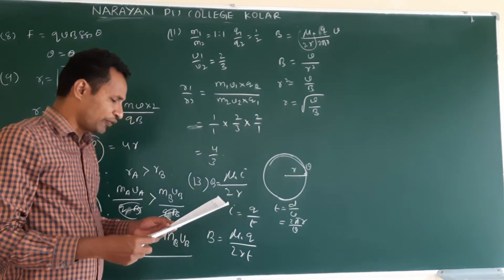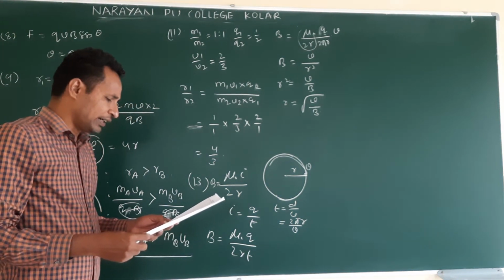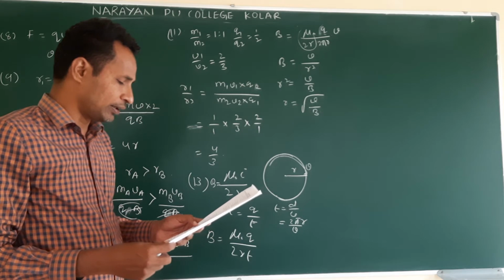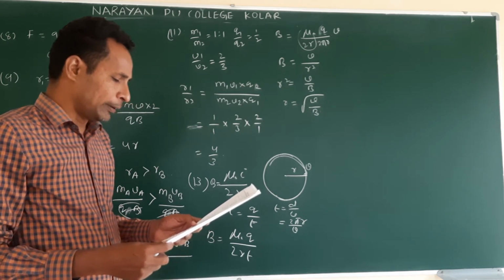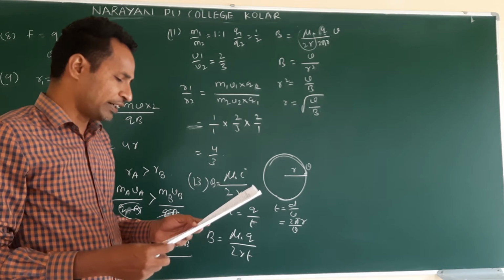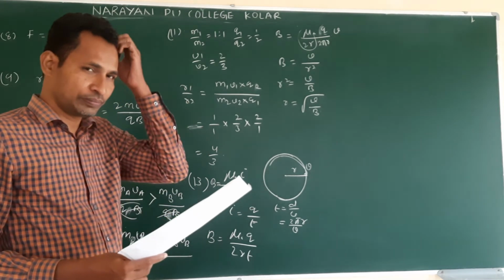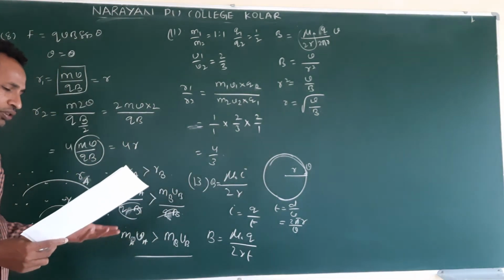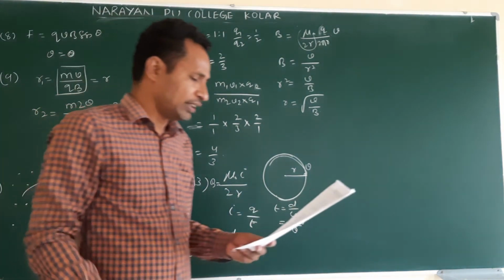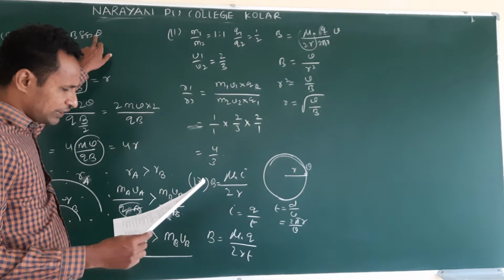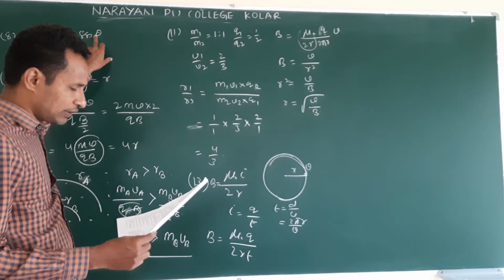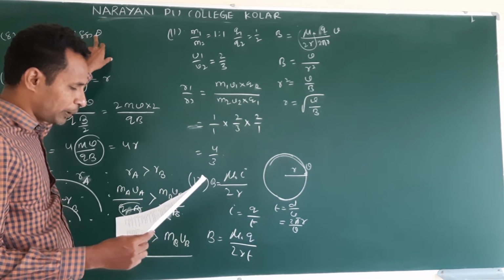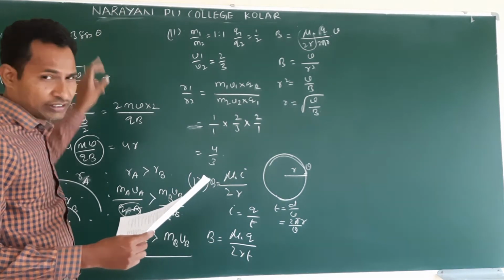Next, a conducting circular loop of radius r carries a current I. It is placed in a uniform magnetic field such that B is perpendicular to the plane of the loop. The magnetic force acting on the loop is 0. Clear? Because the angle is 0, the answer is 0.